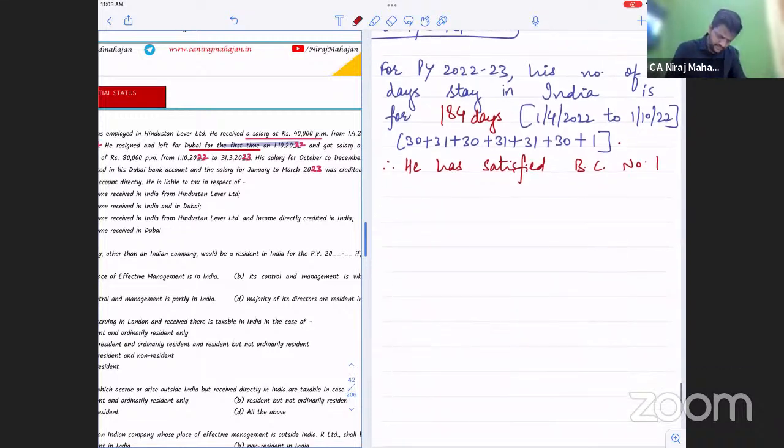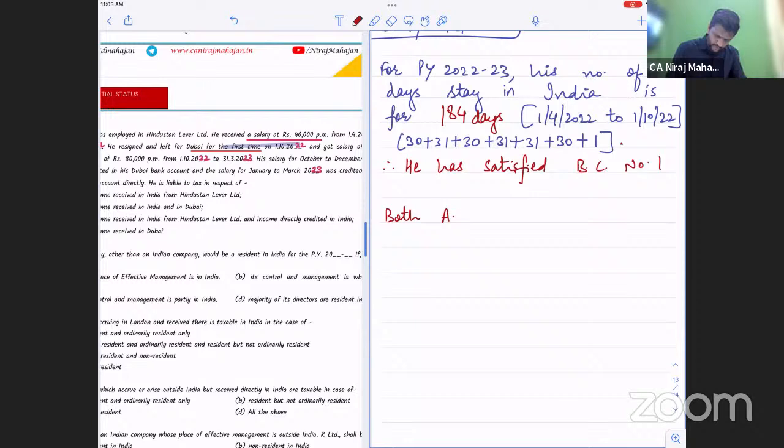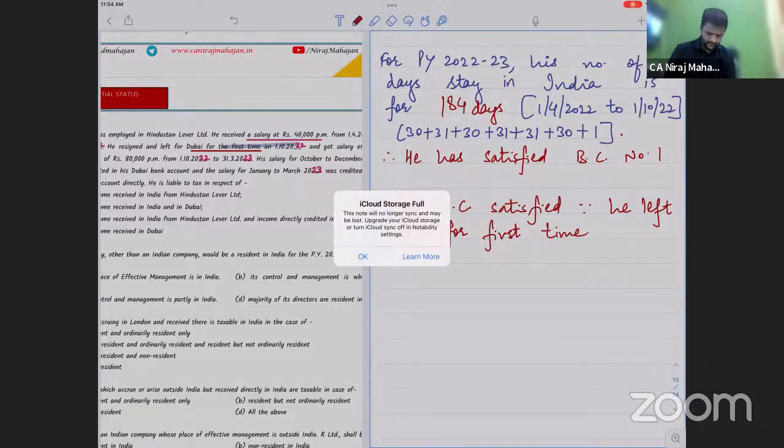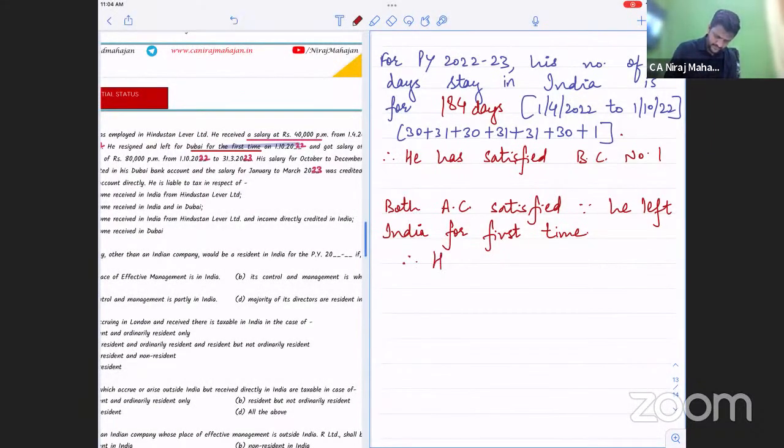So next line I'm writing: both additional conditions satisfied since he left India for the first time. Therefore, what is the residence status for the current year? Yes, therefore he is ROR for the current year. For AY 23-24. Is it okay, everybody?